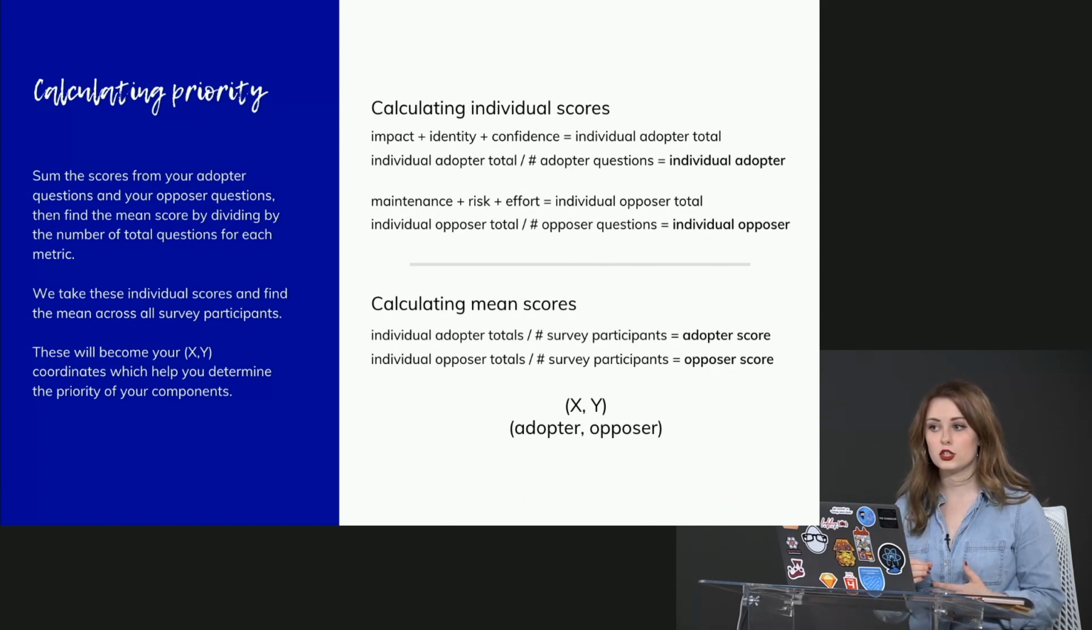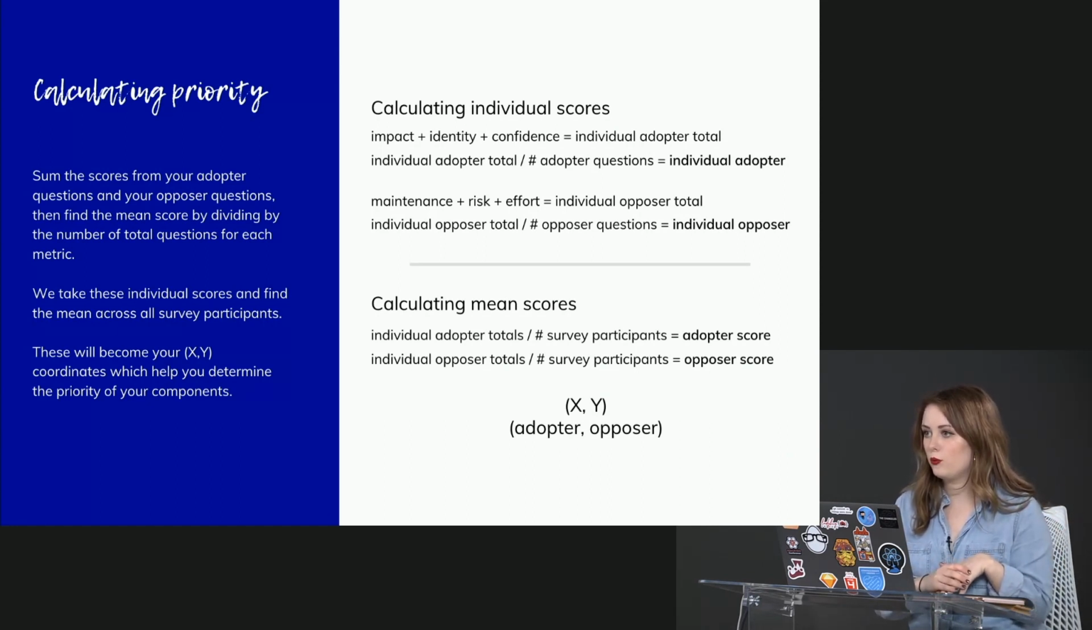This was super risky to do. This is going to take a long time to build, so it's less of a priority than a different component. So essentially, you're going to create these impact statements. You're going to have your designers, your engineers, your product managers all take a survey that evaluates these metrics. And you're going to get an adopter score and an opposer score.